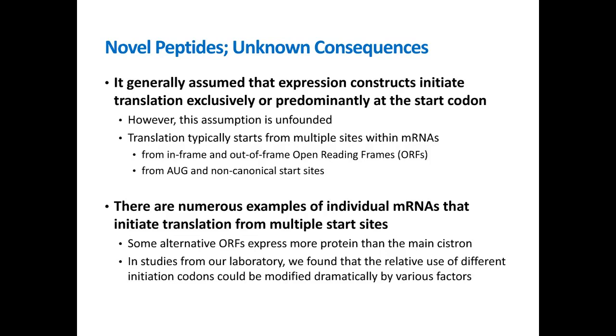But this isn't true. There's a huge body of evidence which indicates that this is not true. And in fact, when people look, translation usually starts from multiple different sites within a messenger RNA, both in frame and out of frame, and both from AUG codons as well as non-canonical start sites, right? And in some cases, these alternative open reading frames actually make more protein than the main cistron. And what we found is that depending on the manipulation, you can modulate how much initiation is occurring from one codon or another. And a lot of this has to do with accessibility.